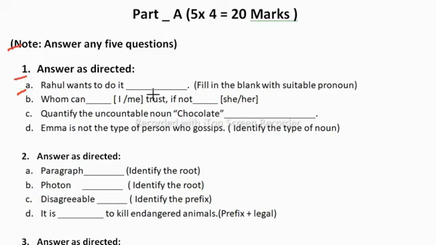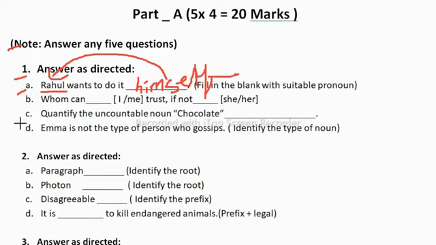Rahul wants to do it dash. So what can we write here? Which pronoun is suitable for this sentence? Because we are talking about one person only, Rahul. He wants to do it all by himself. So here we have to write the reflexive pronoun, which is himself. Because this himself is reflecting back to the subject. This will be the object of this sentence. This reflexive pronoun video I have already uploaded on my YouTube channel. You can watch it. Now let's move to the next one.